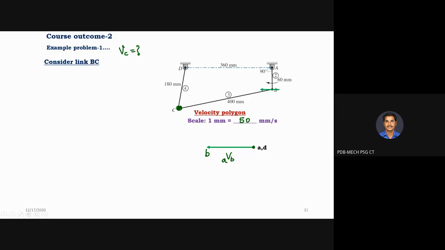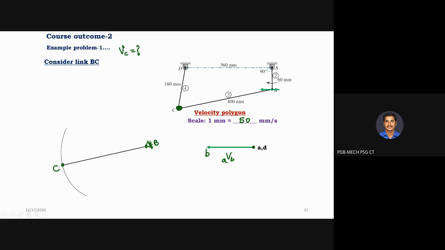Now I'm going to consider only the link BC. What is the length of link BC? 400 mm. Okay, 400 mm. For finding out the velocity of C, first I'm considering the link BC. This is the orientation of link BC. Yes, sir. So this point is your B, and this point is your C.